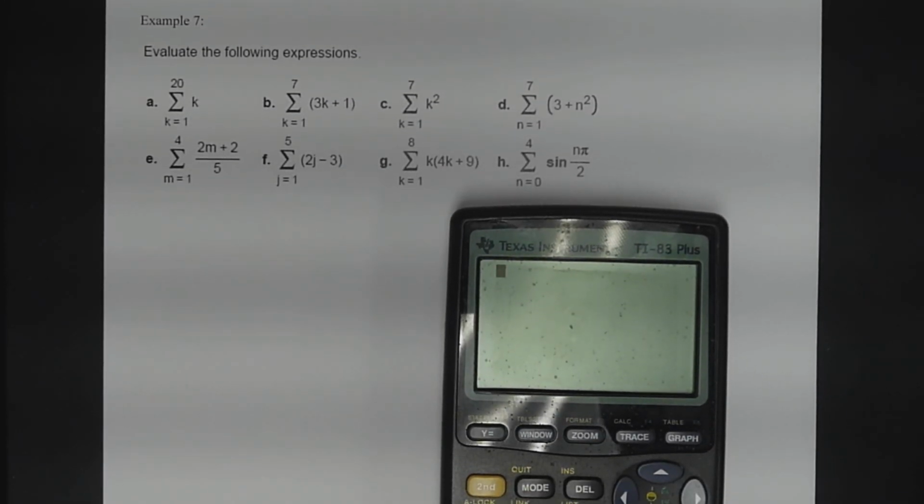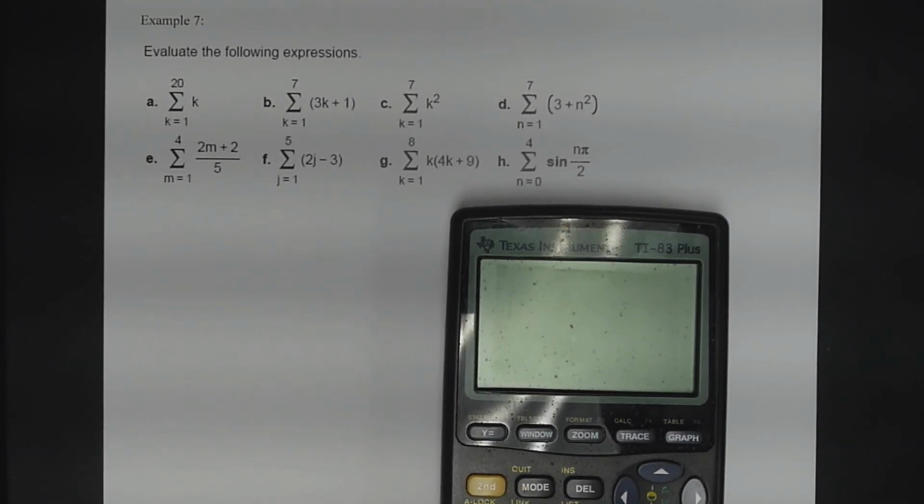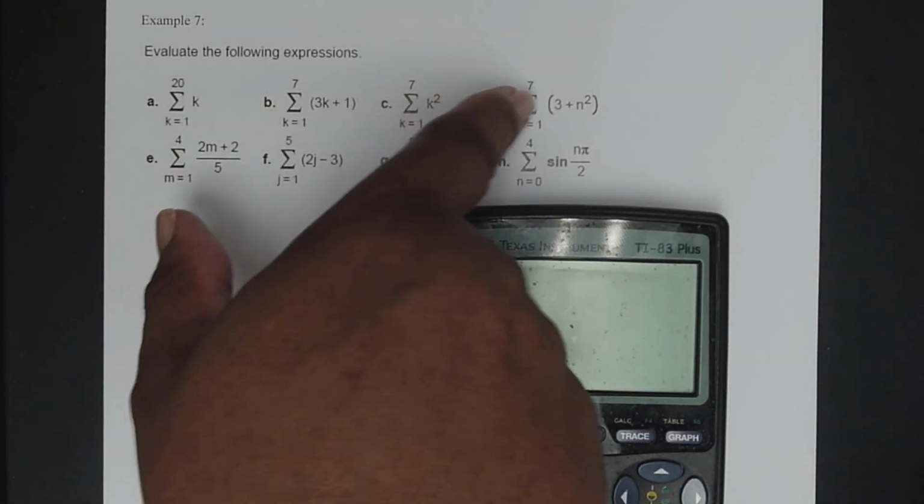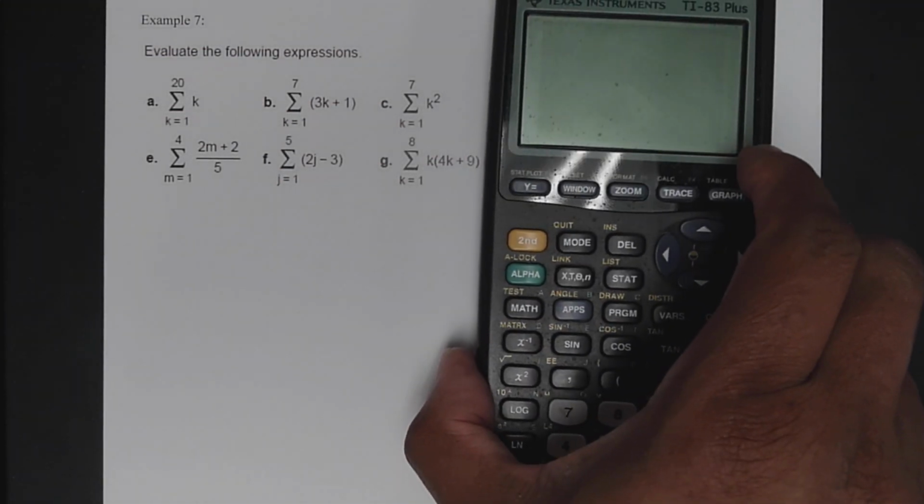Like in example 1, you got the summation for k equaling from 1 to 20 of k. Alright? But instead of k, I'm going to use x. And in fact, I'm going to be using x's for each one of these 8 examples here. So, to start off, to get the sum, you have to do this.